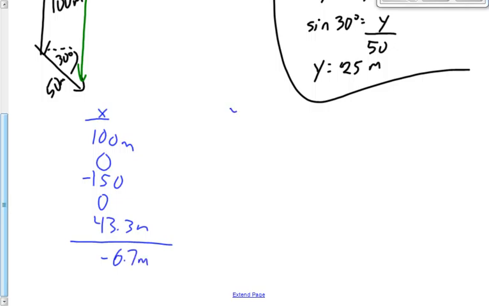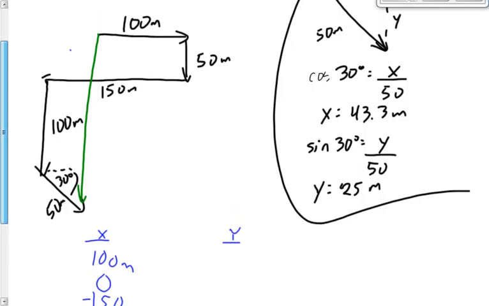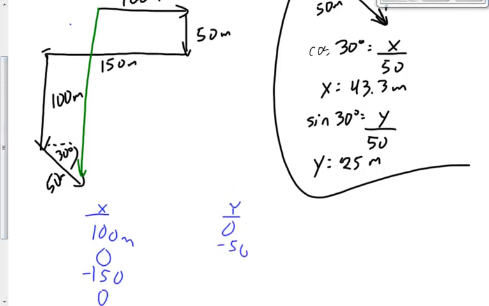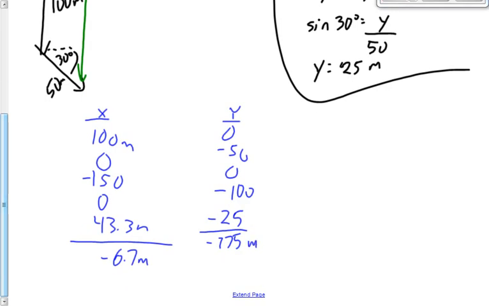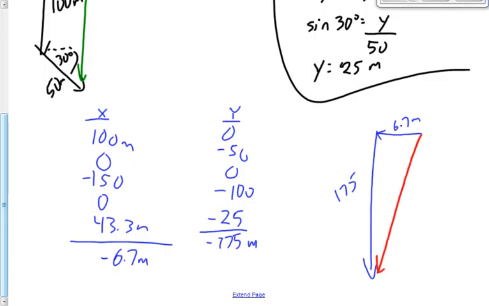Let's do the y components. The y component of the first one is 0. Then we have negative 50. Then we have 0. Then we have negative 100. And then what for the last one? Positive 25. Add those up, we get negative 175. Let's combine those. We've got 6.7 to the left and 175 down. The resultant vector will be drawn from start to finish, and the angle is always going to be drawn at the very beginning there.